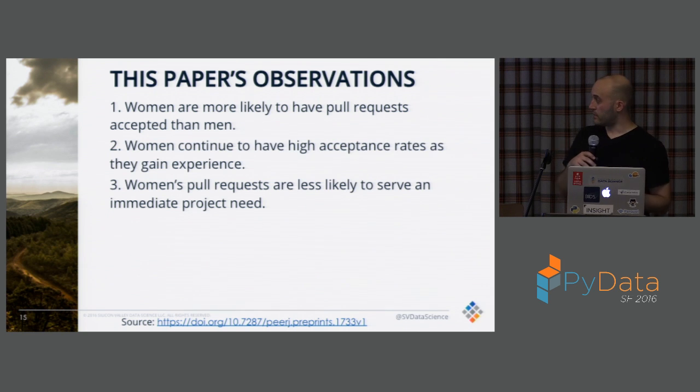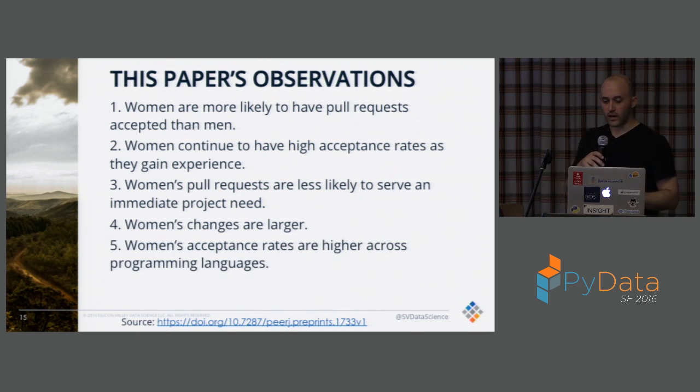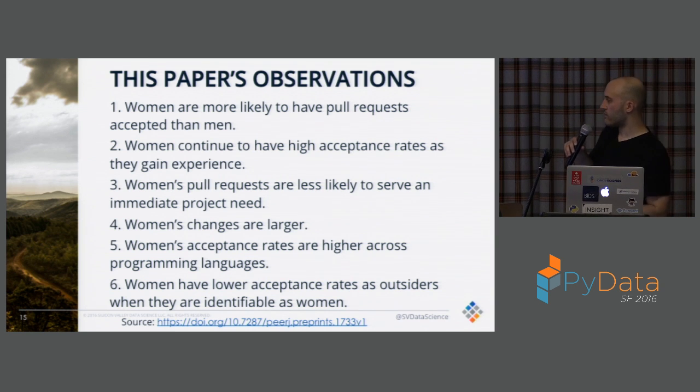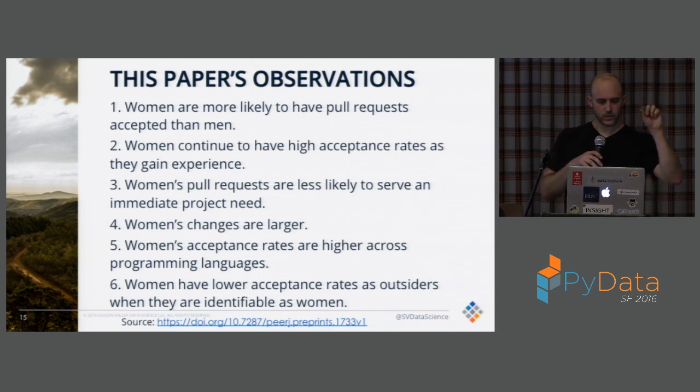They are less likely to serve an immediate project need. This was done in some cool way. Women's changes tend to be larger. Women's acceptance rates are higher across the top 10 programming languages that work on GitHub. And then the sixth one is that women have lower acceptance rates as outsiders when they're identifiable as women. So that was the sixth and final observation on this draft one of this paper.